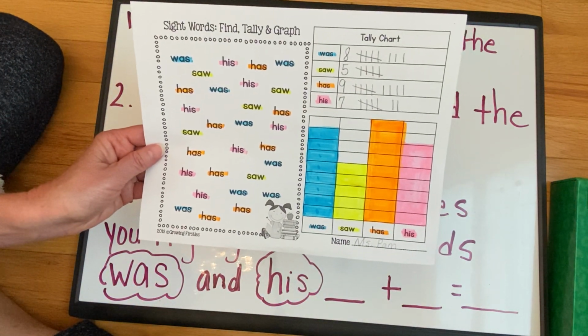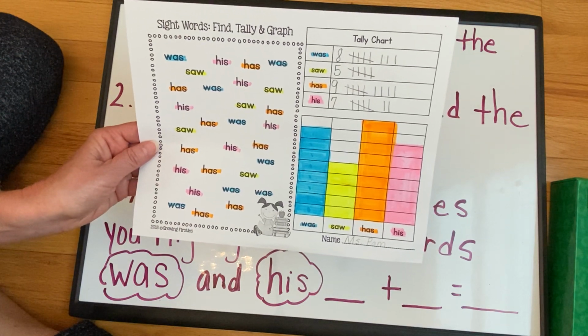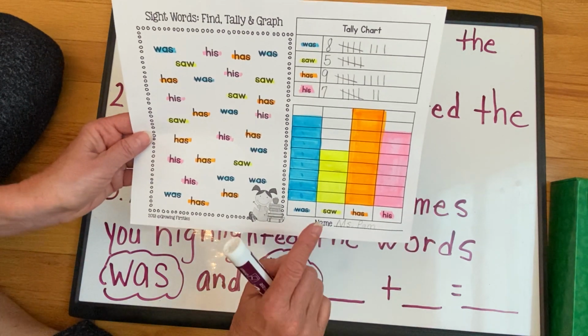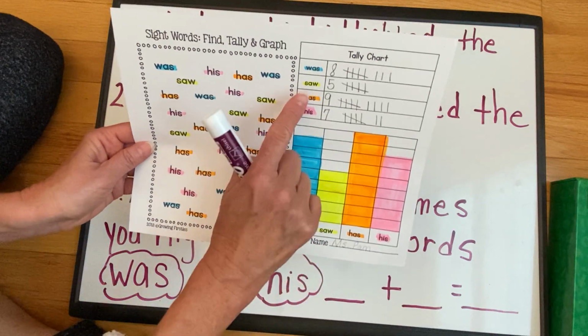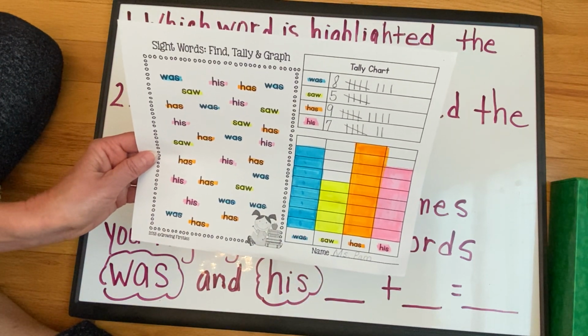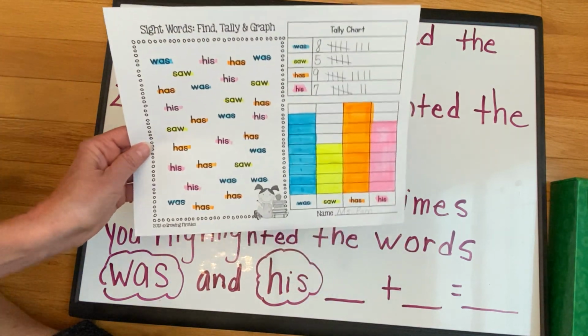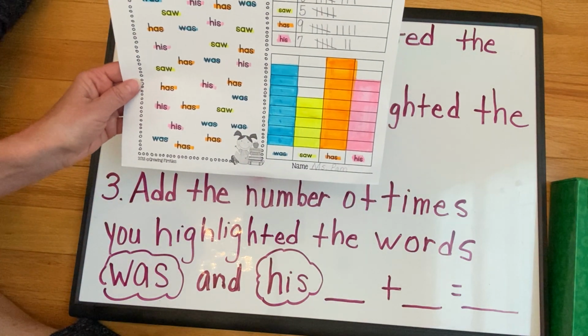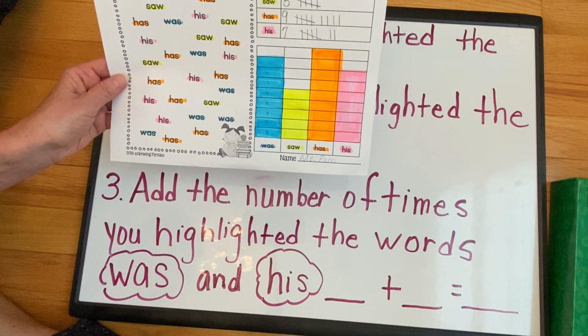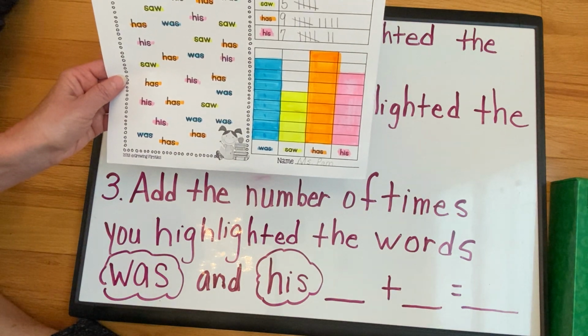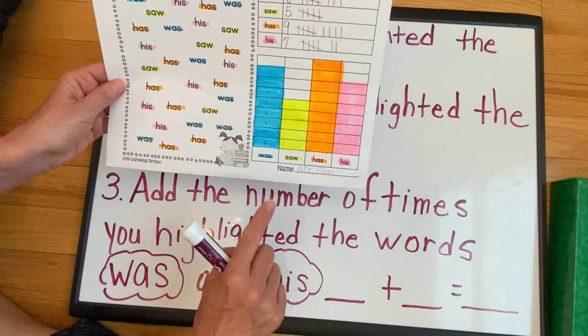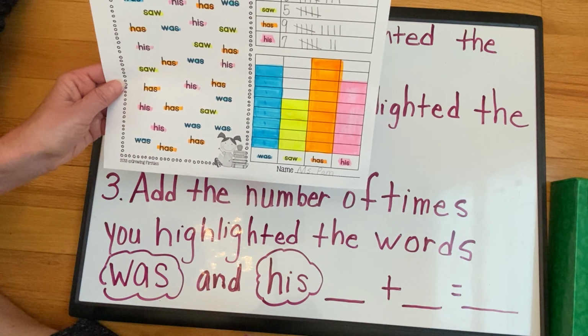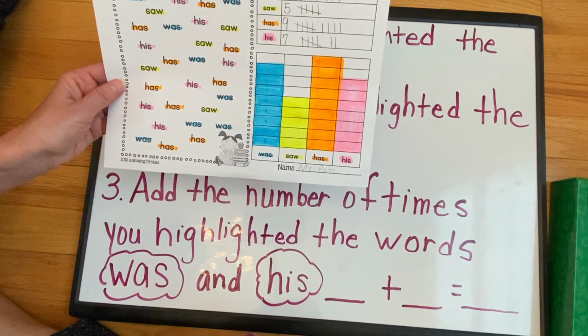Now let's look at your paper. You can either determine your answer from your bar graph or your tally chart. So I want you to put that answer in your brain. And I want you to point to the word either on your tally chart or your graph that you think is the least word that was highlighted.